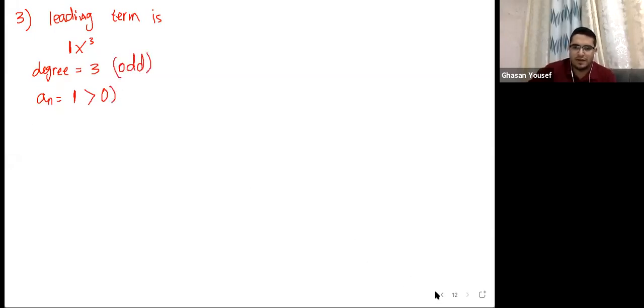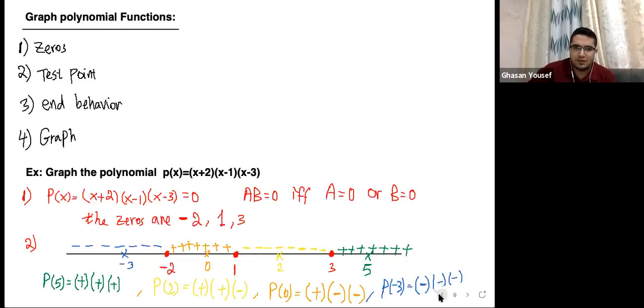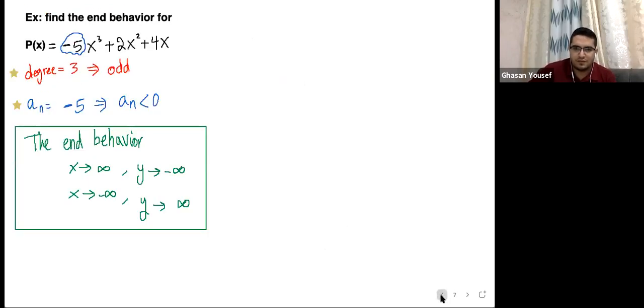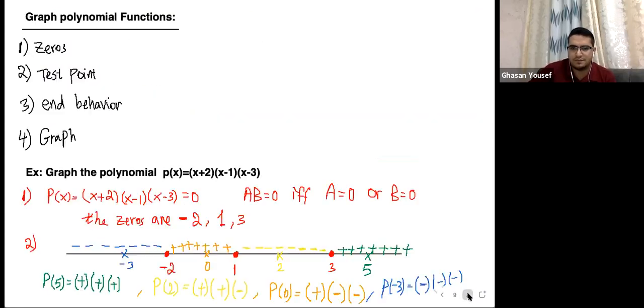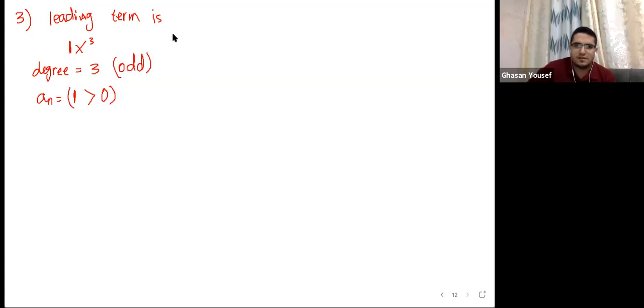Odd and positive. Go back to the rules. Here is the odd, here is the positive. When x goes to infinity, the y goes to infinity. When x goes to minus infinity, the y goes to minus infinity. So now it's easy to graph the polynomial function.